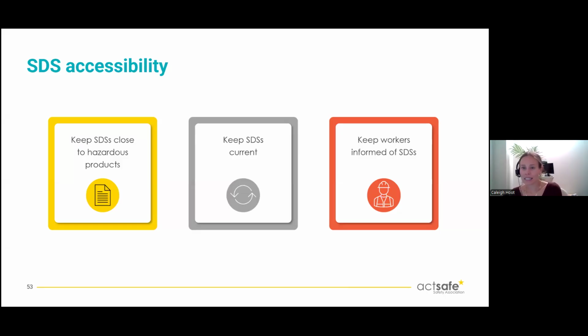So having our SDSs available where work is actually happening is huge. We don't want them locked in an office. We don't want the binders where no one can reach them. We don't want them covered in coffee and ripped up. We want them on locations. So this might mean printing off copies, having them in spill kits, shared in a digital folder that's accessible by phone, whatever that looks like. We want quick access. So this matters a lot during things like exposures, spills, emergencies. Every second is going to count, and having those SDSs close is really, really important.